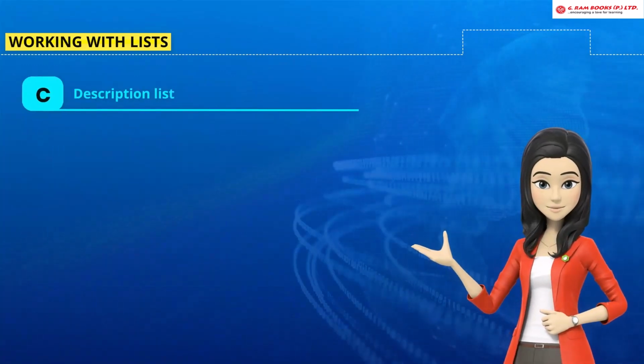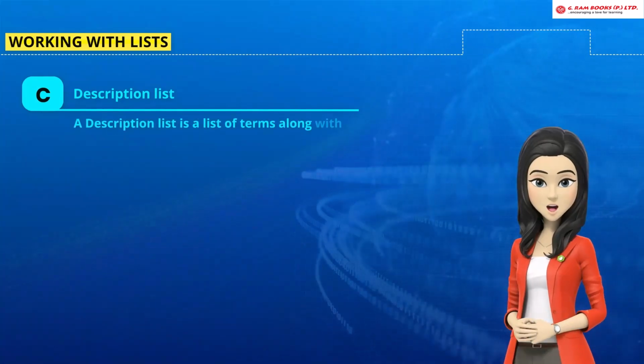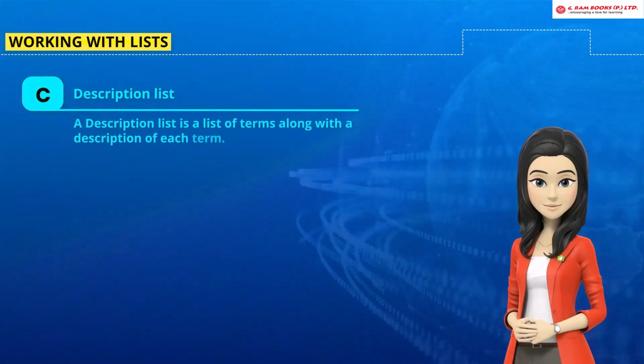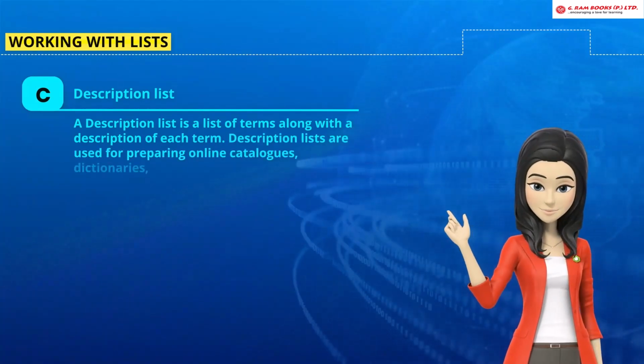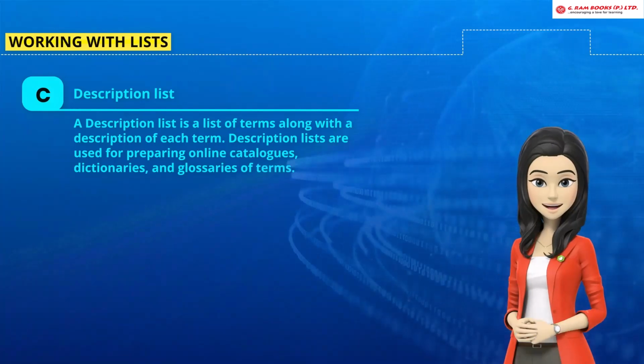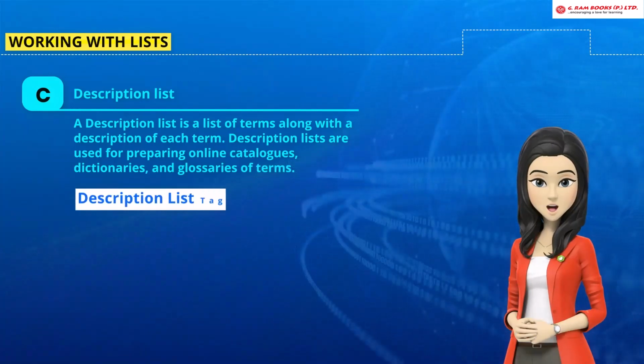Description list. A description list is a list of terms along with a description of each term. Description lists are used for preparing online catalogs, dictionaries, and glossaries of terms. Description list tag: DL.